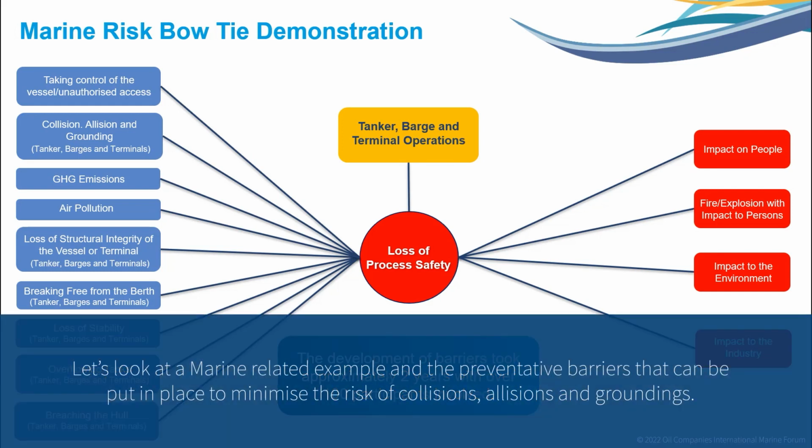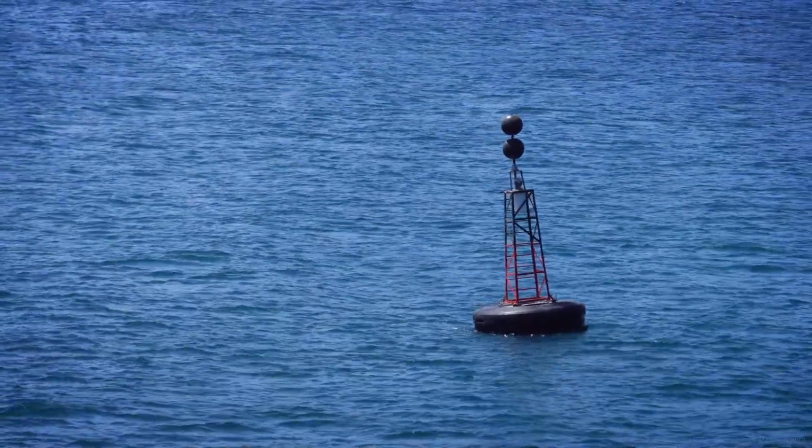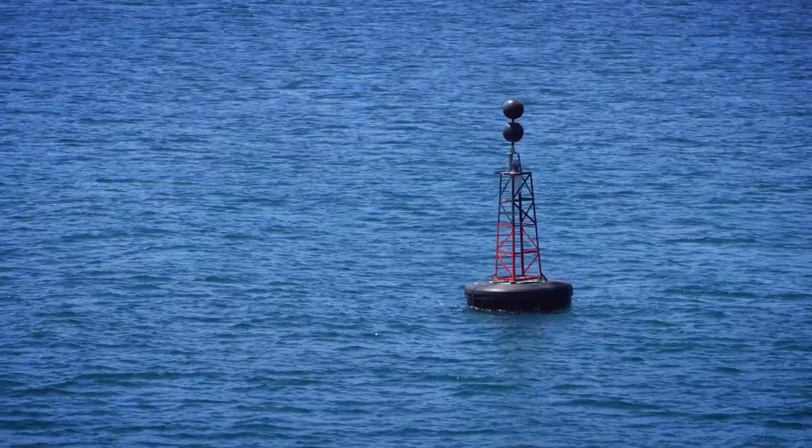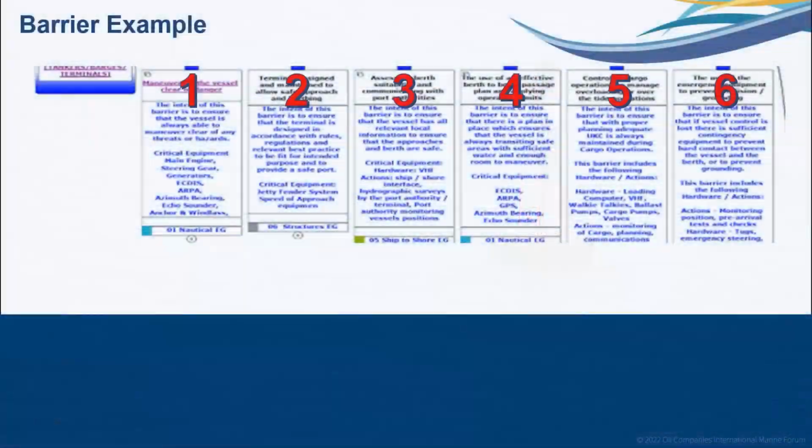Let's look at a marine-related example and the preventative barriers that can be put in place to minimize the risk of collisions, allisions, and groundings. So, what are the preventative barriers that we can put in place to minimize the risk of collisions, allisions, and groundings? You can see that 6 barriers have been identified.